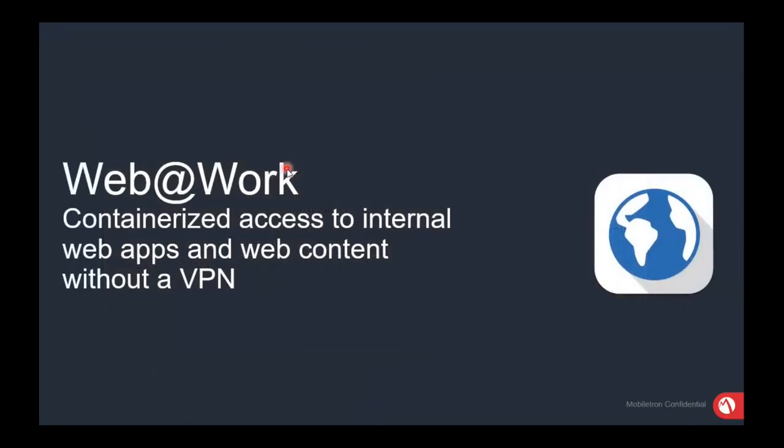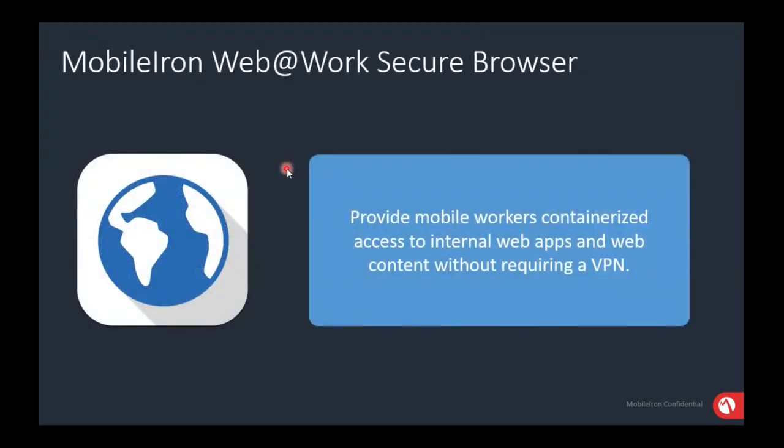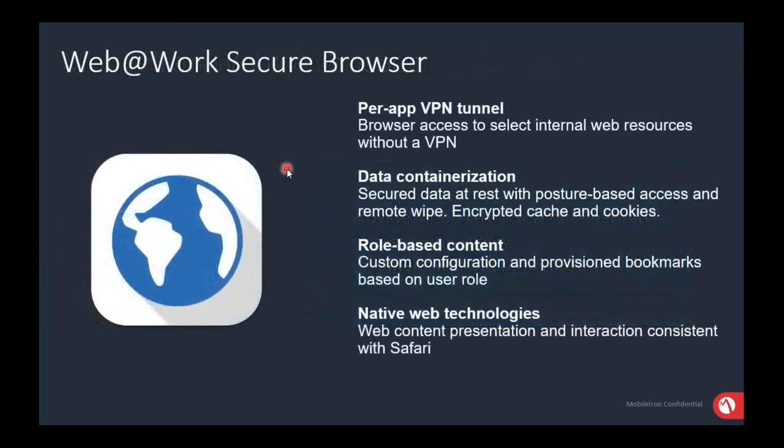Web at Work is again an App Connect app, and it's a secure browser. You'll get a native feel-like experience, like using Chrome or Safari, but you'll have the DLP features enabled like any other App Connect apps. So you can have per app tunnel. You might have multiple internal web applications, and each might require a different set of VPN configuration. So you can always push those VPN configurations per app tunnel to communicate between the end user devices and your backend resources, and the data is containerized.